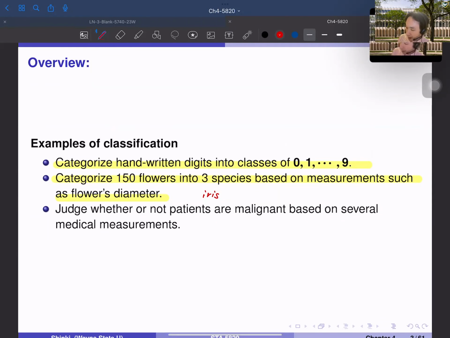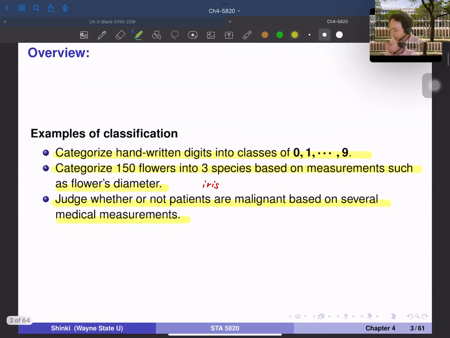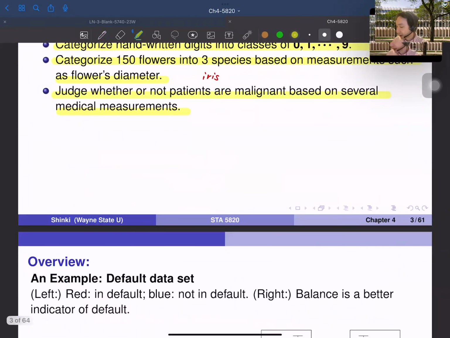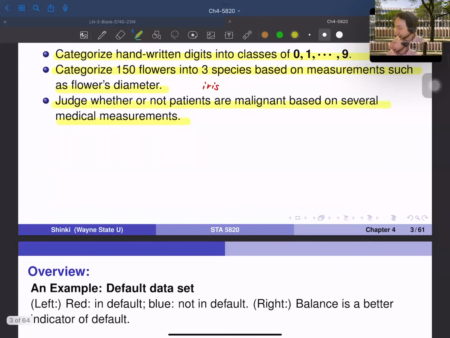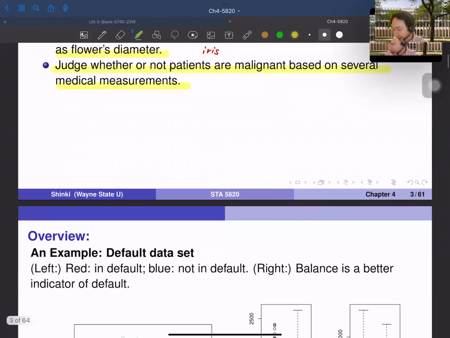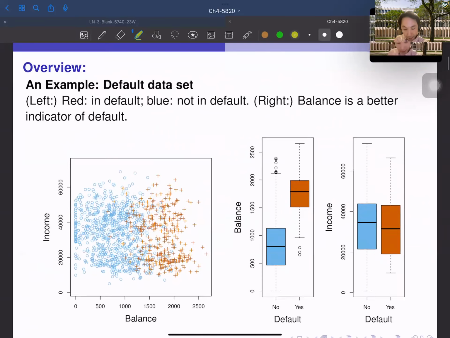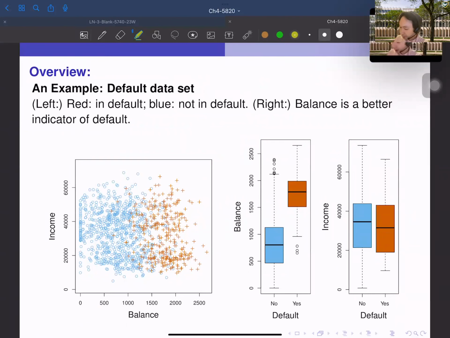And another one, maybe simpler: judge whether or not the patients are malignant or benign based on several medical measurements. That is a very typical question in diagnostic medicine. I did tons of analysis for medical doctors for this. So certainly it's useful in medical applications. Okay, so this is one example.